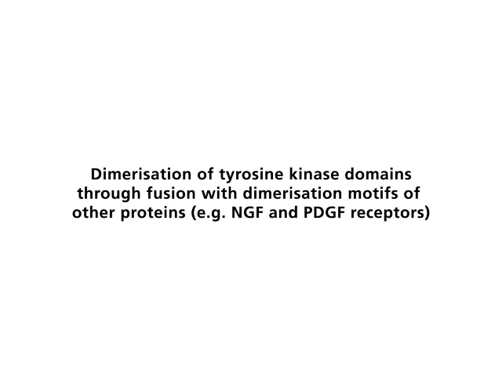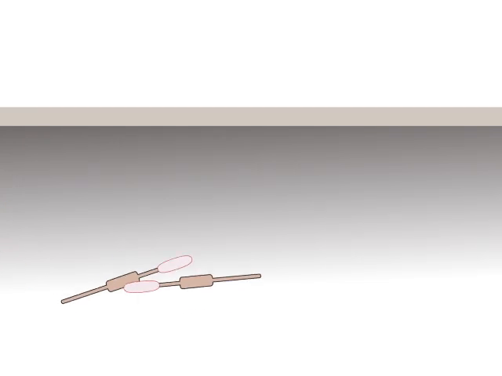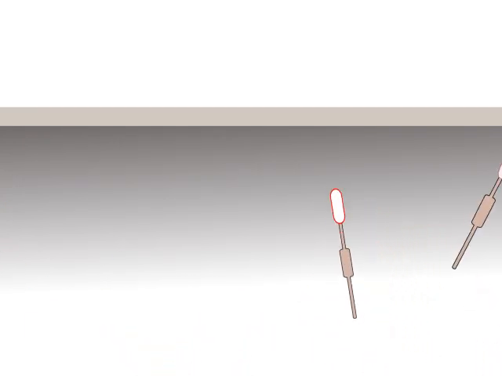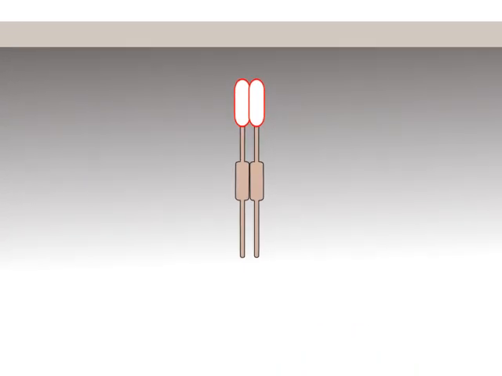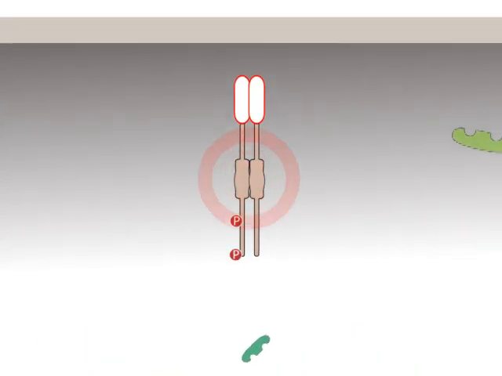Dimerization of tyrosine kinase domains through fusion with dimerization motifs of other proteins, for example, NGF and PDGF receptors. Oncogenes may code for fusion proteins that contain tyrosine kinase domains and dimerization motifs from unrelated proteins. The dimers are constitutively active.